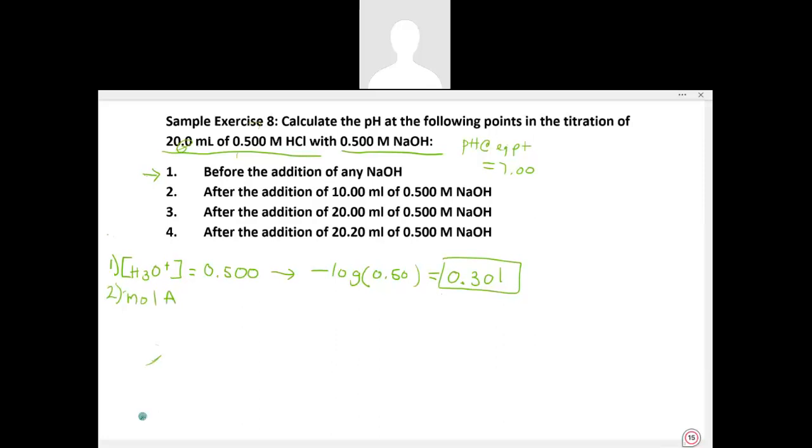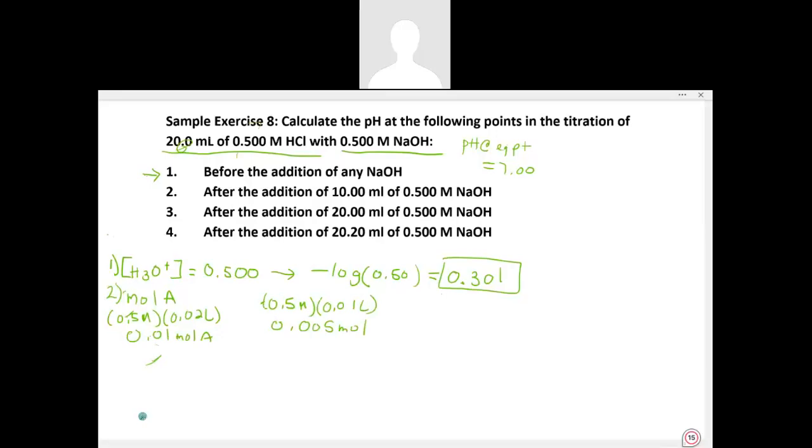So we have 0.5 molar times 0.02 liters. So again, I converted that to liters from milliliters, and this tells me that I have 0.01 moles of acid. And then I can do the same thing with my base. So I have added 0.5 molar, 10 milliliters, so 0.01 liters. So now I have 0.005 moles of base.